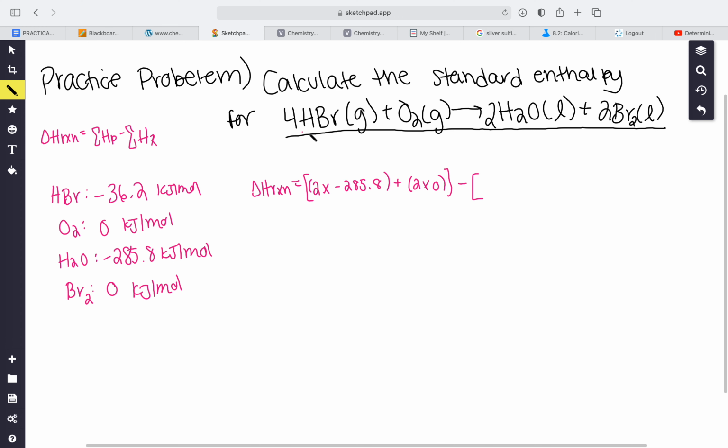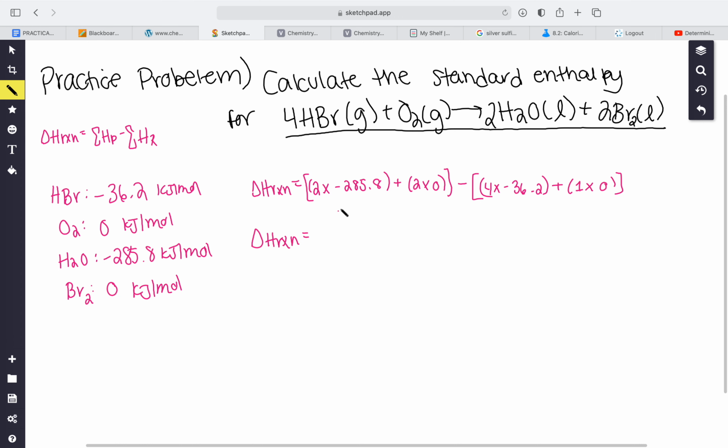The first reactant is 4HBr, so we have 4 times the enthalpy of HBr, which is negative 36.2. Then we add O2, of which we have 1 mole, so 1 times 0, easy enough. I'm going to put this into my calculator. So ΔH reaction is going to be equal to 2 times 285.8. Oops, I literally typed it wrong.